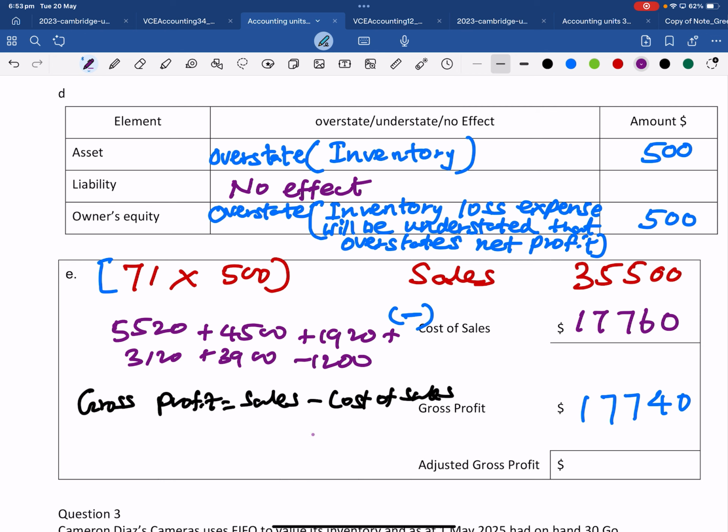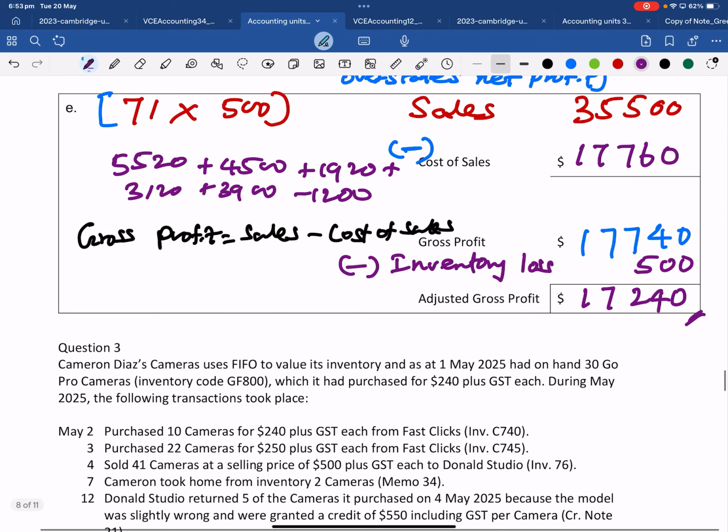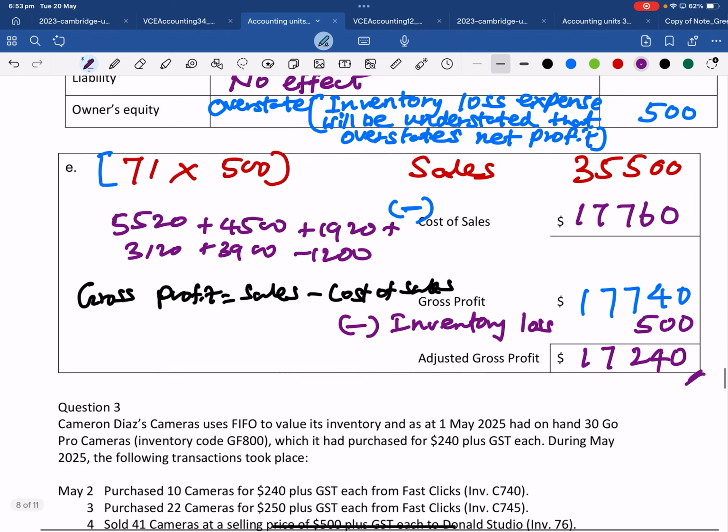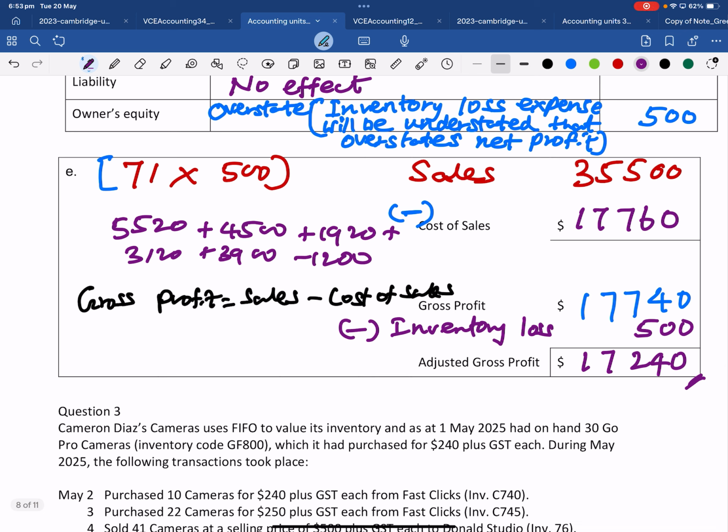How much? Minus inventory loss. Yep. How much? 500. So then you get 17,240. That is your adjusted gross profit.